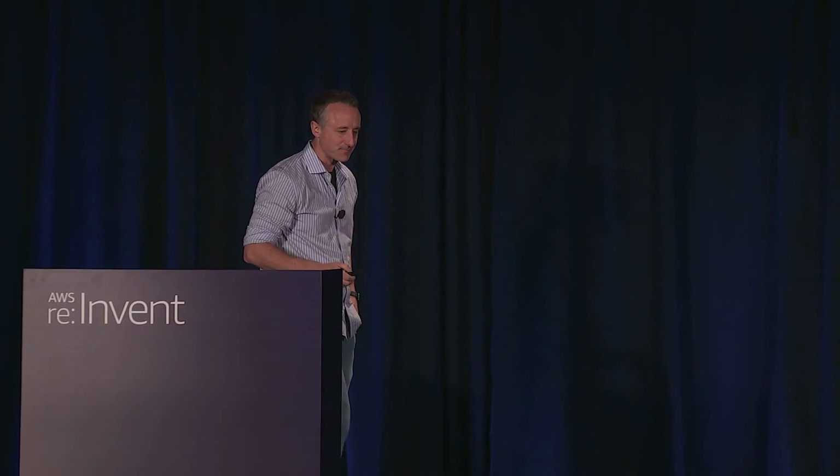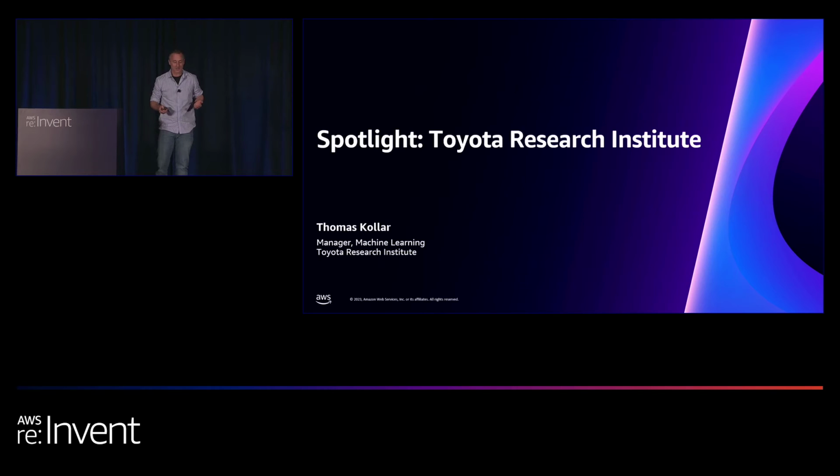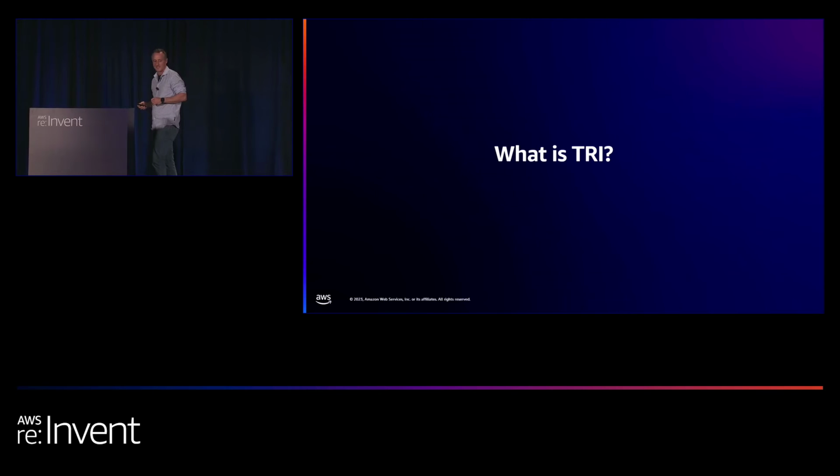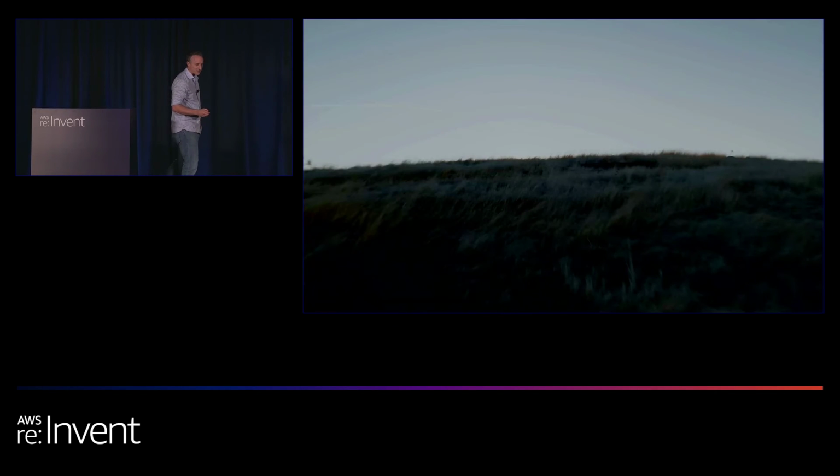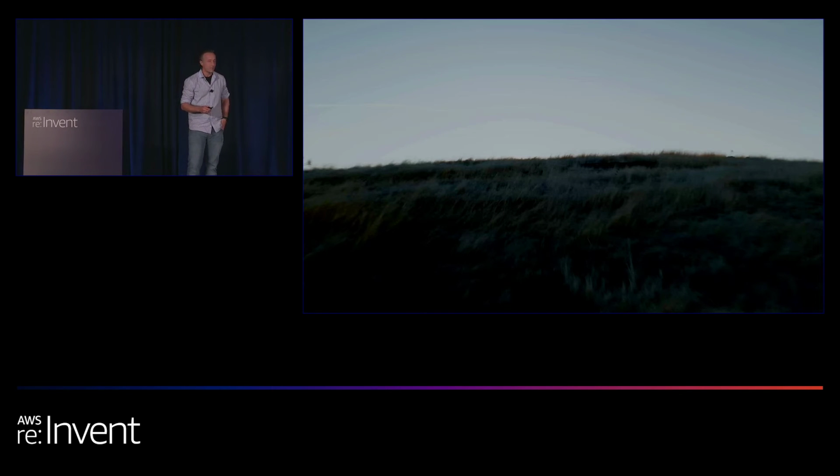Great, thank you, Emily. So today I'm going to really tell you about how we're using SageMaker to accelerate machine learning at TRI. And first, maybe I should tell you a little bit about what TRI actually is. I'll give you a couple of example projects that we have ongoing right now. The first is a project around autonomous drift driving with a Toyota Supra. And I'll just let the video play here.